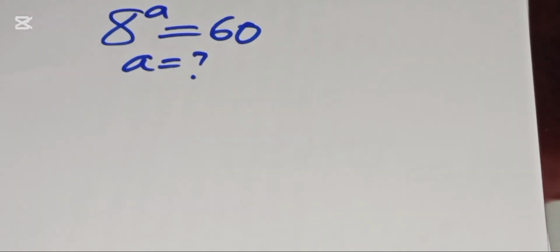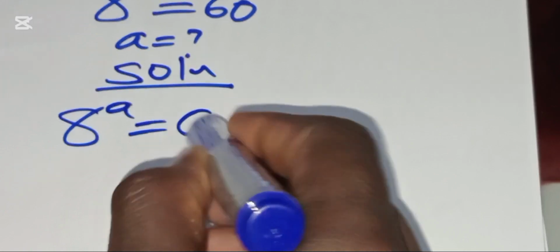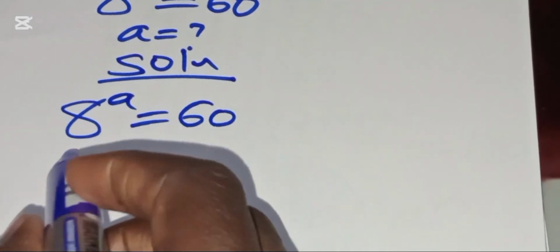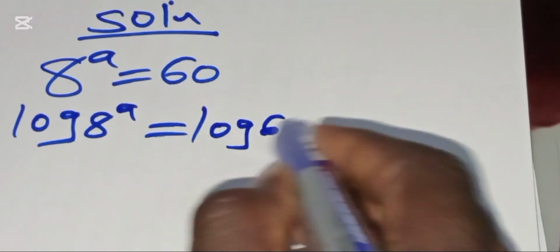How to solve this nice exponential equation, 8 raised to power a is equal to 60. How do we solve for the value of a? Solution: we have 8 raised to power a equal to 60. So we introduce the natural logarithm of both sides. We have log 8 raised to power a equal to log 60.